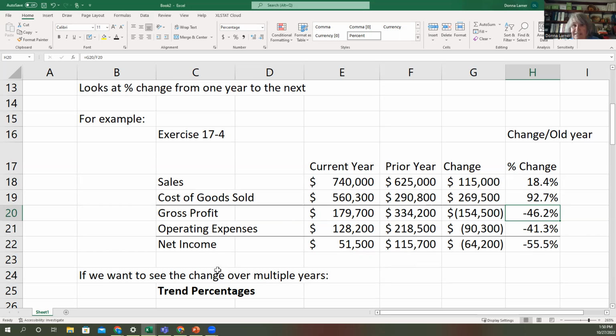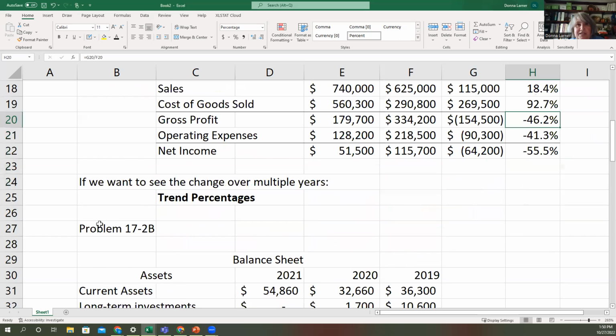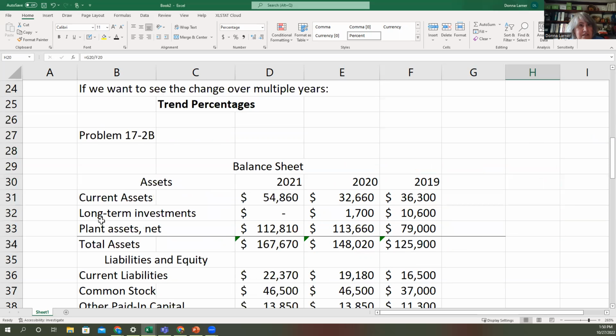Again, going up or going down isn't necessarily good or bad. We have to look at what it is. Love it that my expenses dropped. That's good news. Profits dropping, that's bad news. So take a look at those, and then we're going to look at trend percentages, which are quite similar, but we're looking at multiple years.